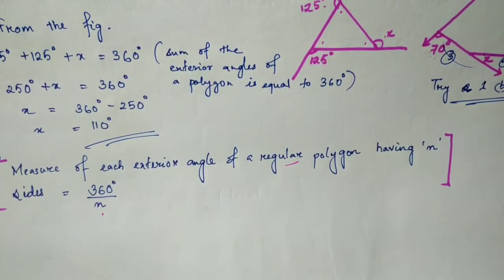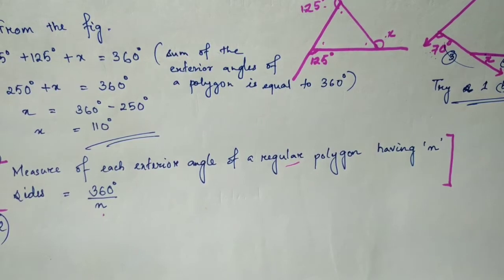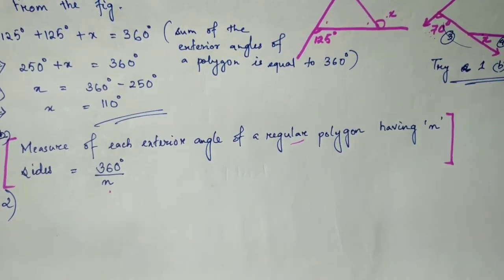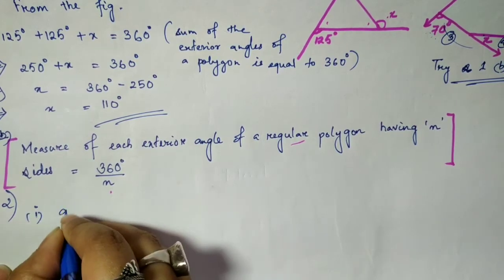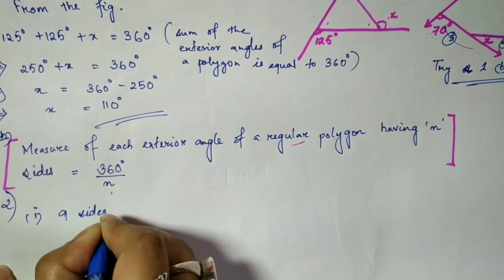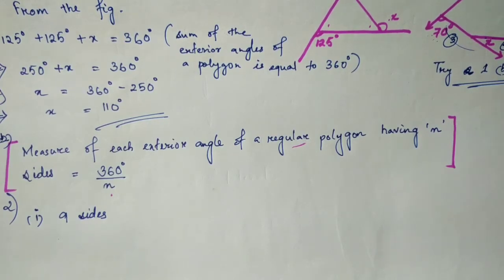In question number 2, it's given find the measure of each exterior angle of a regular polygon. Okay. In question number 2, the first one is given as 9 sides. So it is said that a polygon is here which is regular and it has 9 sides. So what will be the measure of each exterior angle? If the sum of all the 9 exterior angles is 360 degree, so one will be how much? 360 divided by 9. So let's do it in a proper way.